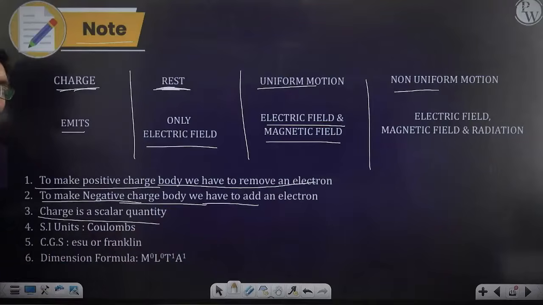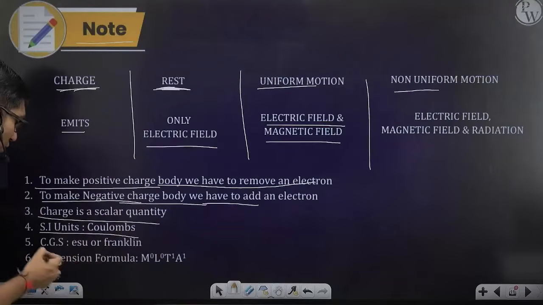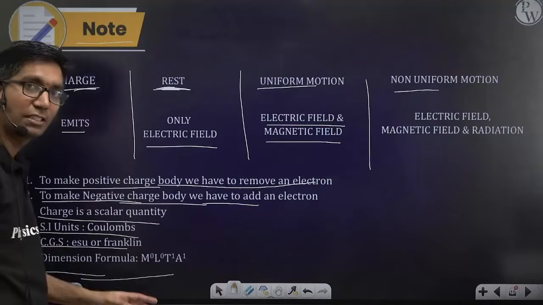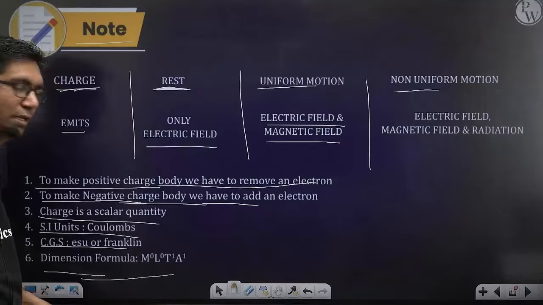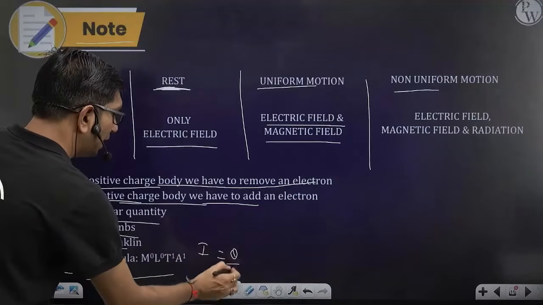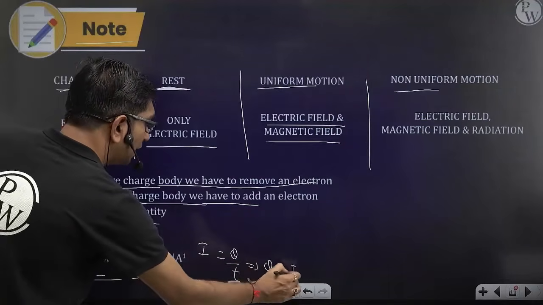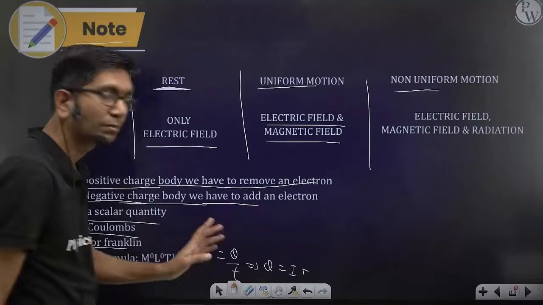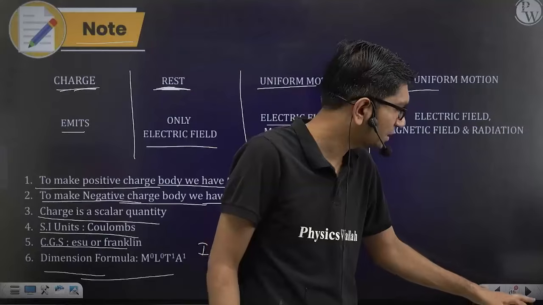Charge is a scalar quantity. Remember, the SI unit is the coulomb; in CGS it is the ESU or Franklin. The dimension formula is this one: I is equal to Q by T, so Q equals I T, where T is time and I is current. For current we write amperes. Just remember this one.